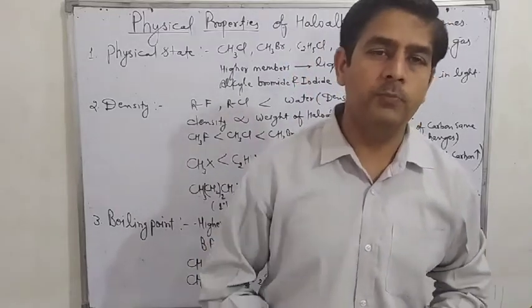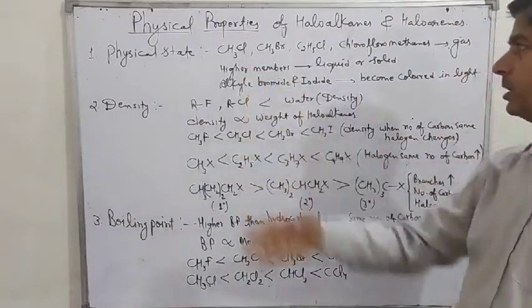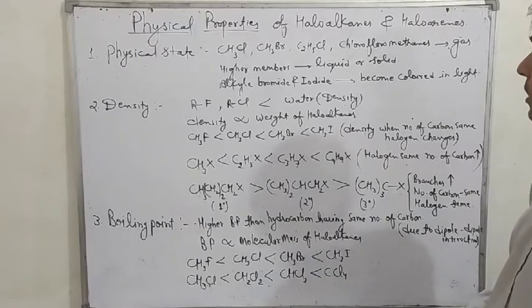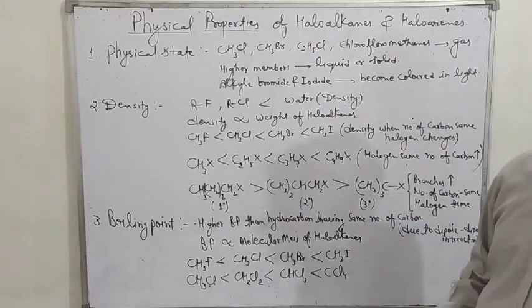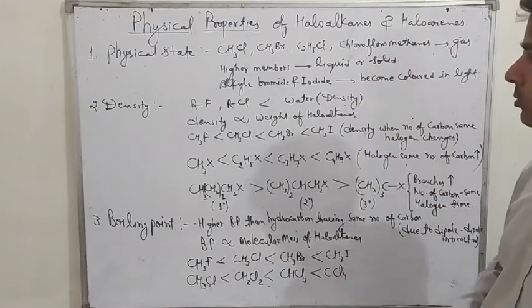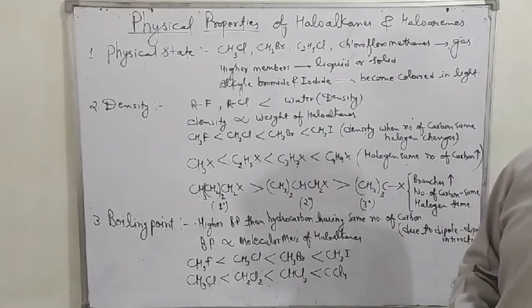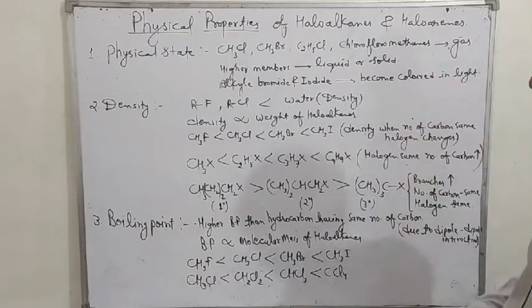Here we have some compounds and we are discussing their physical state. You can see methyl chloride, methyl bromide, ethyl chloride, and one more, chlorofluoromethane. These compounds are found in the gaseous state, and you can easily conclude why: because they have low molecular mass. Their molecular mass is very low, that's why they are found in the gaseous state.